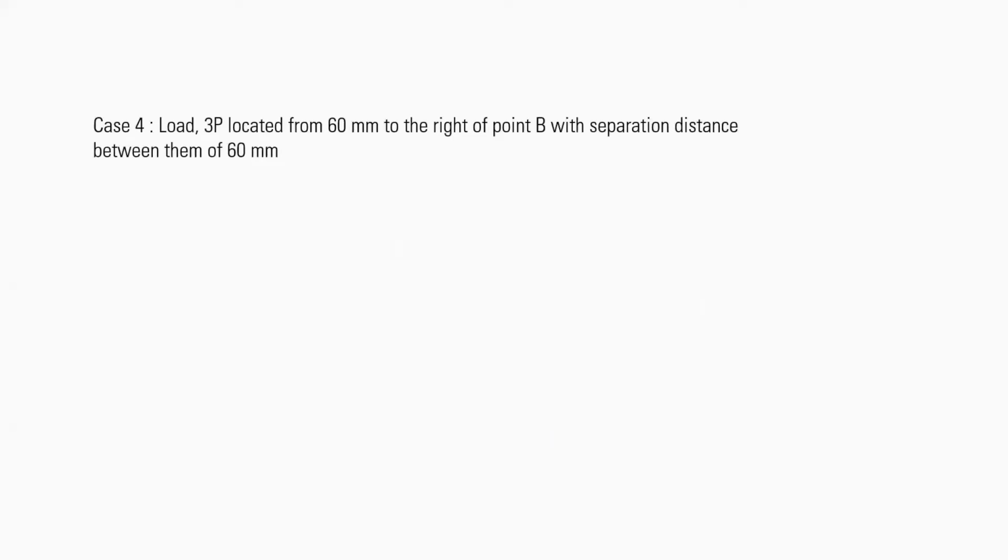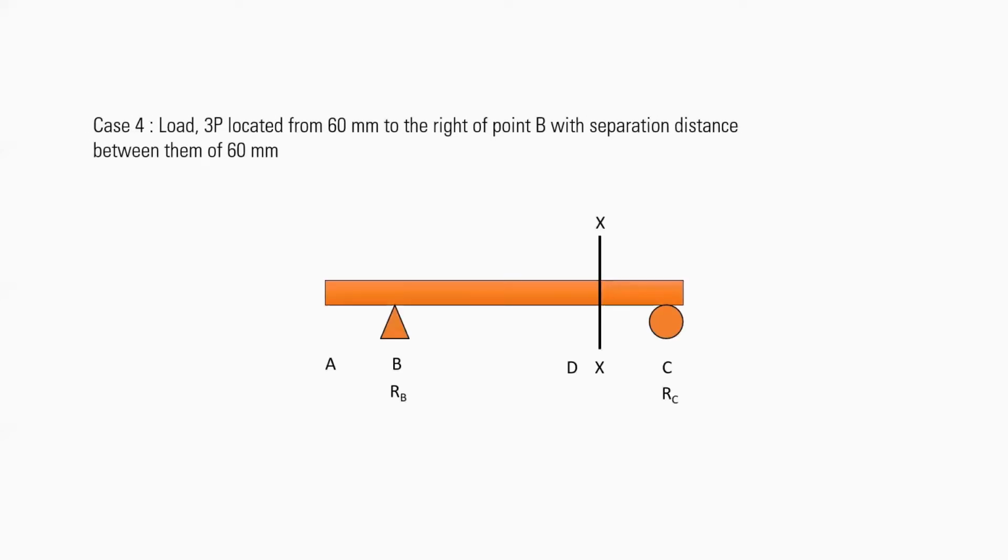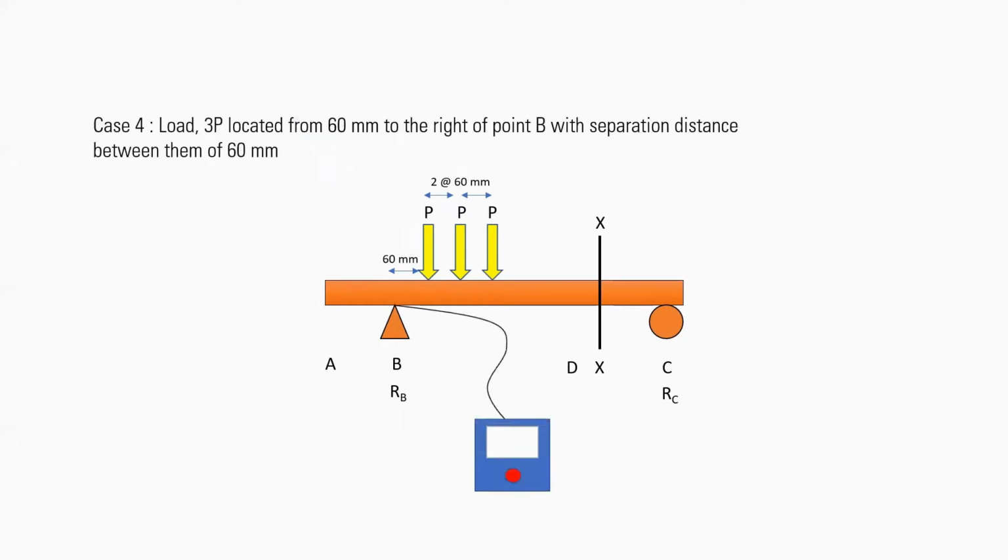And in case 4, we are going to put 3 loads simultaneously and locate the first P at 60 mm to the right of point B, followed by another 2 with 60 mm separation distance between them. And then we will also measure the shear force along section XX by using the digital force display meter. And we also compare the shear force obtained by experiment to the theoretical value.